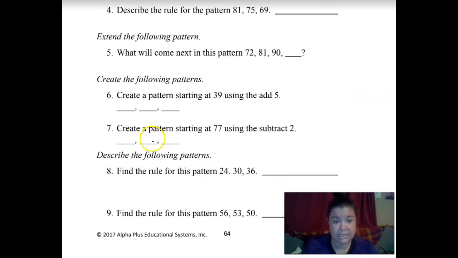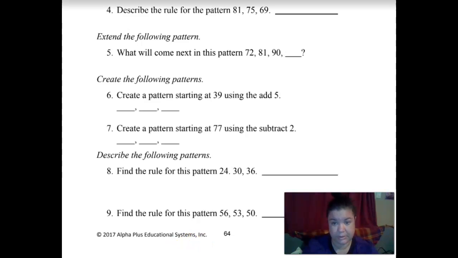Let's look at that. It says extend the following pattern. What did we say extend meant? Yeah, to keep it going, make it get bigger. So what will come next in this pattern? 72, 81, 90. Pause the video and figure out what would go next. Pause the video now and write it on your whiteboard.